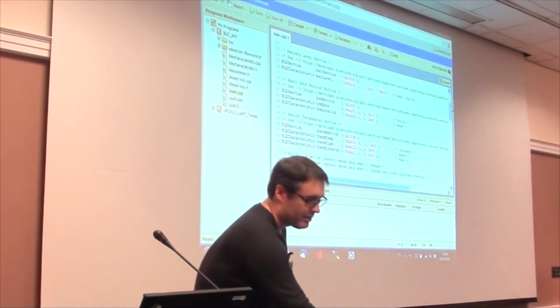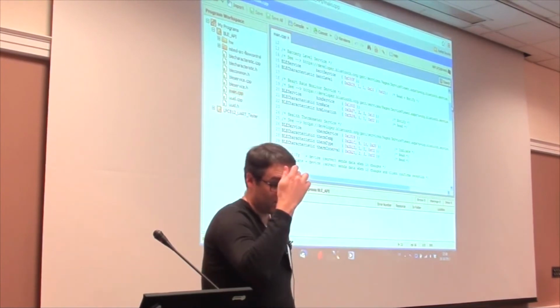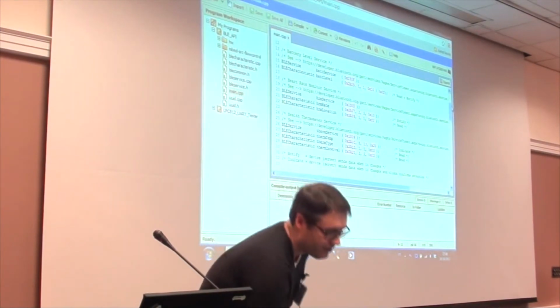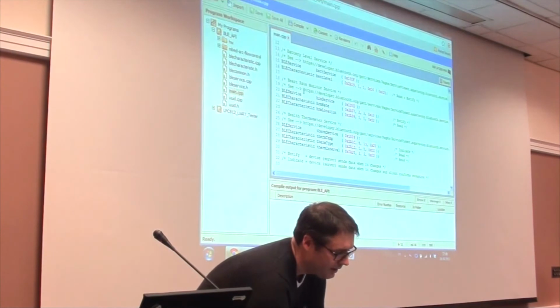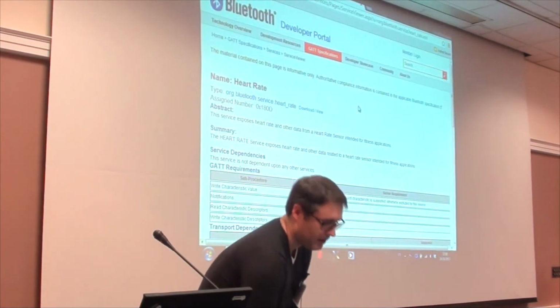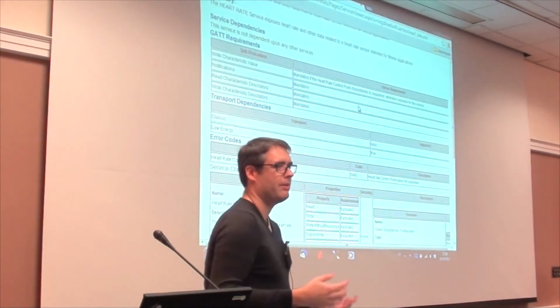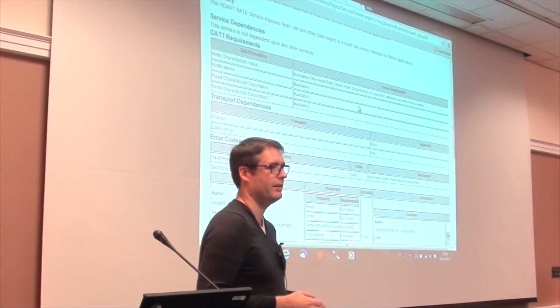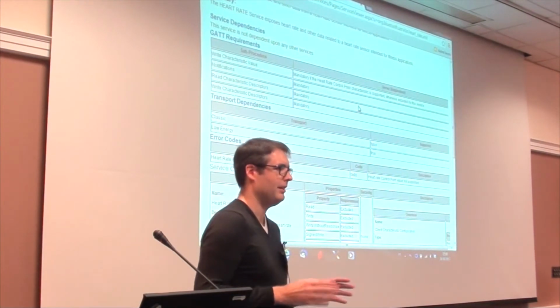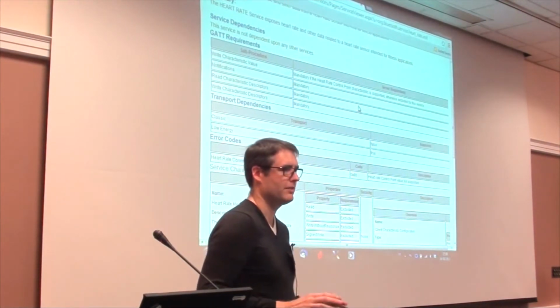I have a heart rate service, which has 2 mandatory characteristics. And if you look at the code here, you can see there's a URL that will redirect you. This is the definition from the Bluetooth standard of the contract that we should have for heart rate. It's very easy to understand. In 15 or 20 minutes, you should be able to make sense of it.